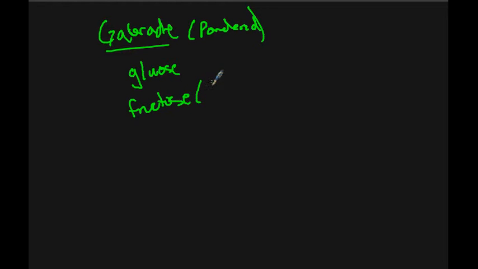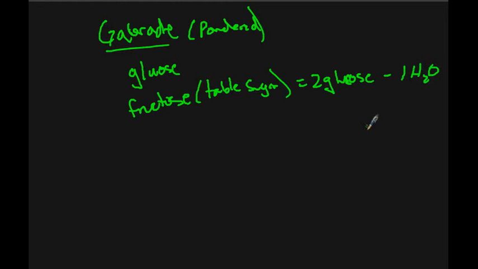Okay, fructose is generally your table sugar. Okay, and it equals 2 glucoses minus 1 H2O, minus the water. So it takes a molecule of water to separate the fructose into 2 glucoses.